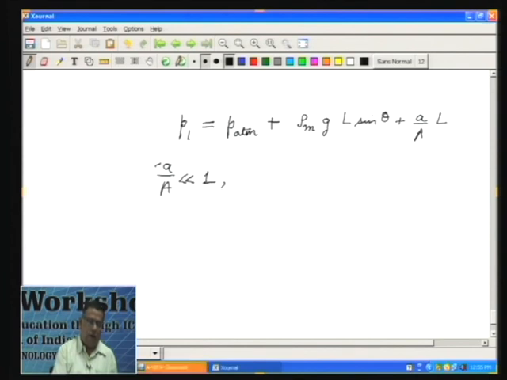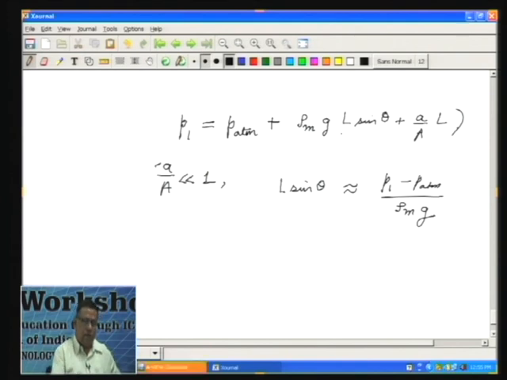So, if you want to know what is L, from here you have L sin theta will be approximately P 1 minus P atmosphere by rho m g. So, what we have done is we are trying to estimate what is L. So, this term here is being neglected.